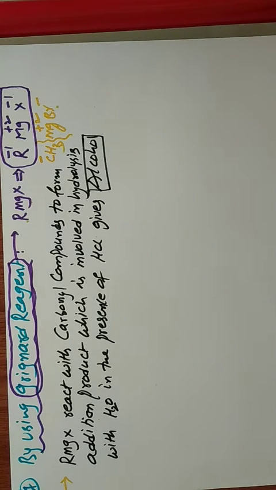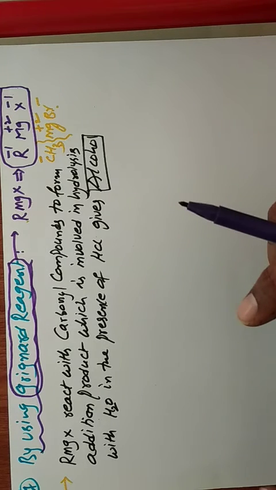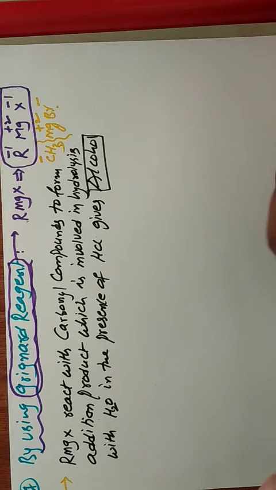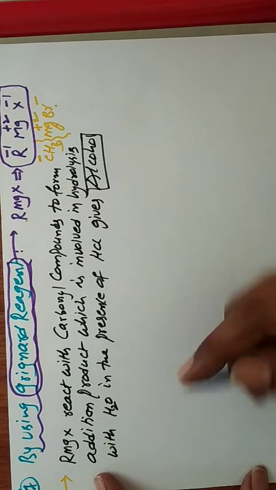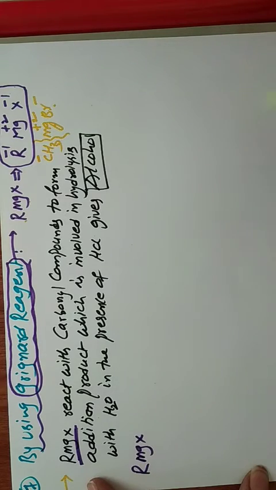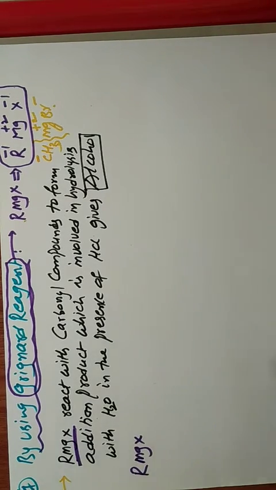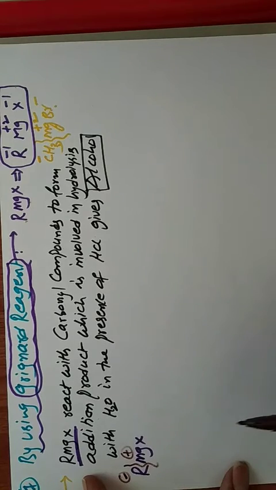This is the statement. So according to this statement, now we can write the reaction. If you know one reaction mechanism, how to write the product, the remaining examples follow the same procedure. That's why listen carefully. First we take RMgX. In this RMgX, which is positive, which is negative? R is always negative, magnesium is positive. Yes or no?